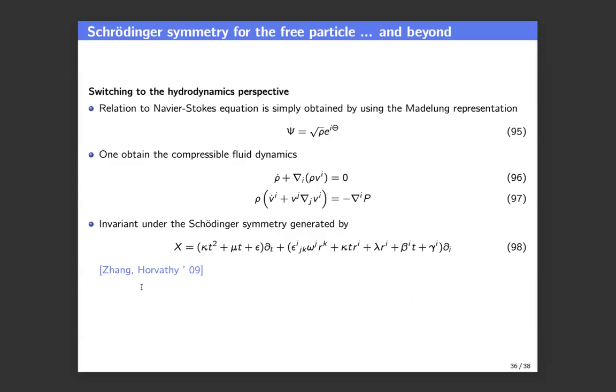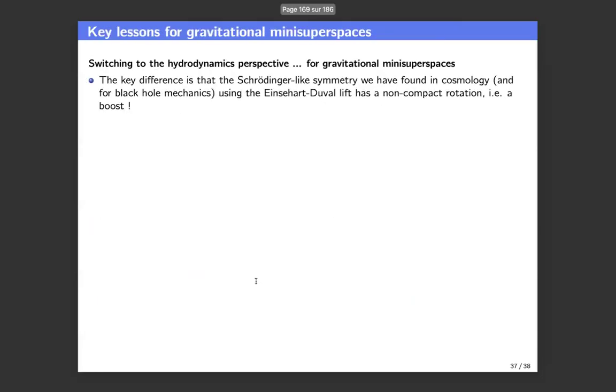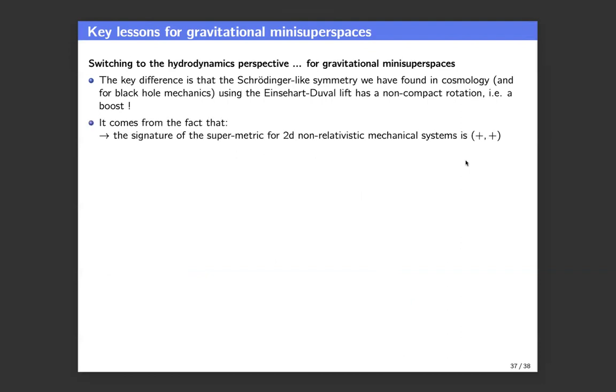So there is a nice paper which explains this in detail. Okay. So the question, and I will finish with this, is what does it suggest for the interpretation of quantum gravitational mini-superspace? So the key difference is that what we obtain is a Schrodinger-like symmetry in cosmology and for black hole mechanics using the Eisenhart-Duval lift. And the point is, it has a non-compact rotation, a boost. So where does it come from?